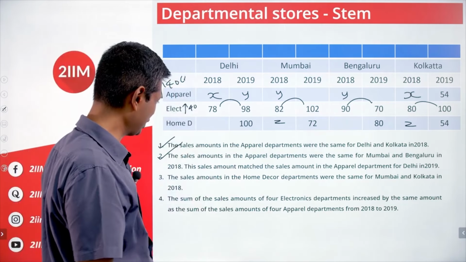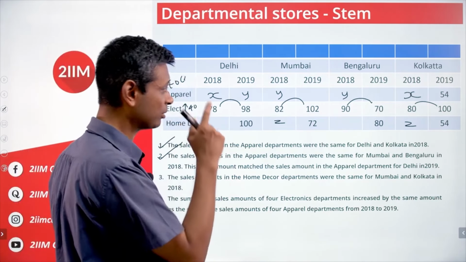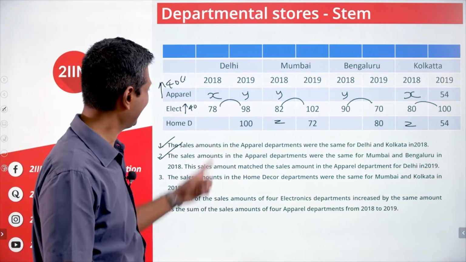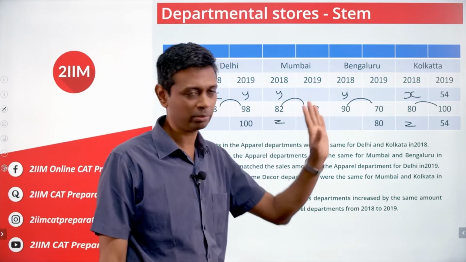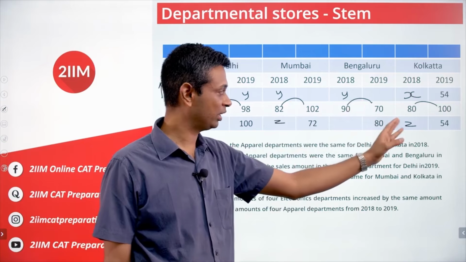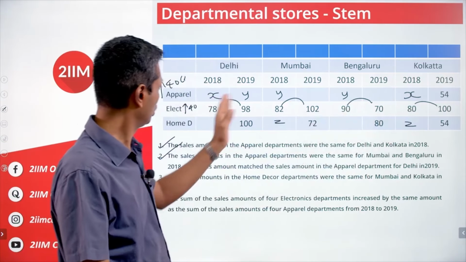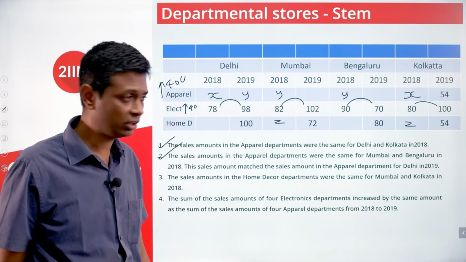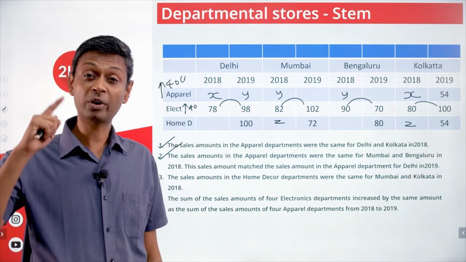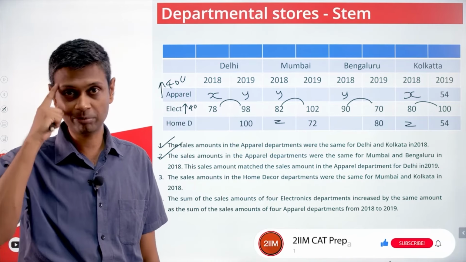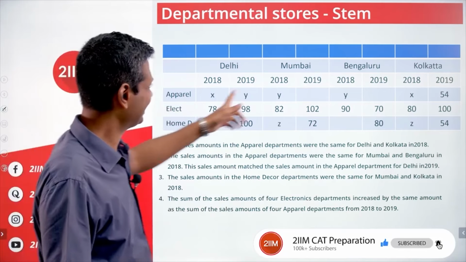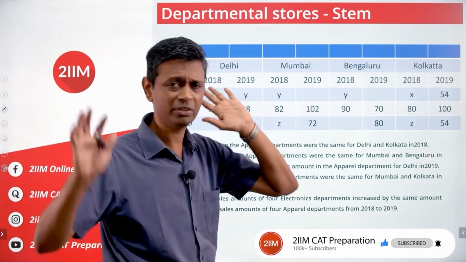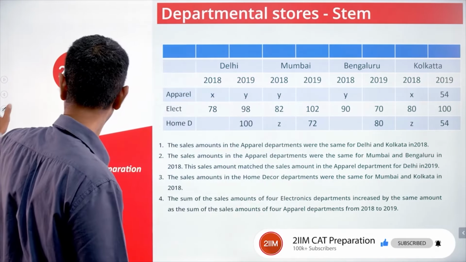It's not saying percentage growth, the actual sales amount is equal. Electronic department, I can add all 4 and find it. Simpler way, plus 20 minus 20 plus 20. These two, what is increase, what decrease and increase, they cancel each other out. 2 increases, so 40 crores increase. So apparel should have also increased by 40 crores from 18 to 19. I'll keep that in mind. Let's go and see the next set of constraints. So X and X, Y, Y, Y, Z, Z. We filled in all the data. Fine. Lovely.